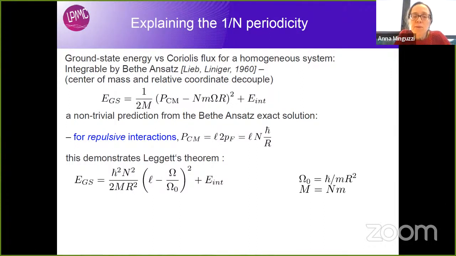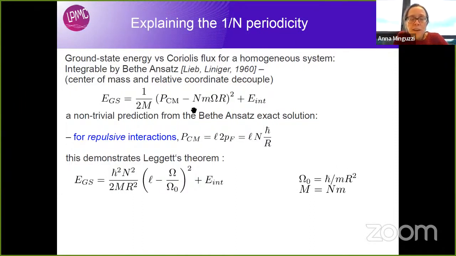This Bethe-Ansatz solution does not describe the lattice case completely, in particular because on the lattice it is not true that the center of mass and relative coordinate decouple, but still it is an interesting way to demonstrate this reduced periodicity that we observe also on the lattice.